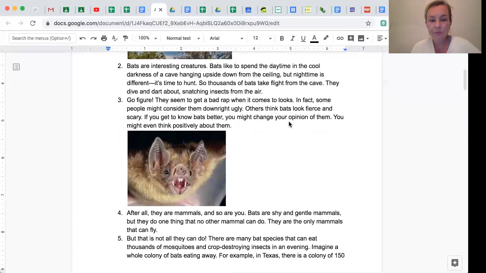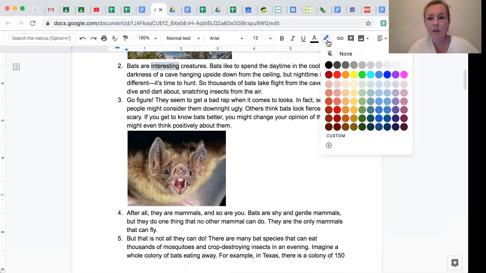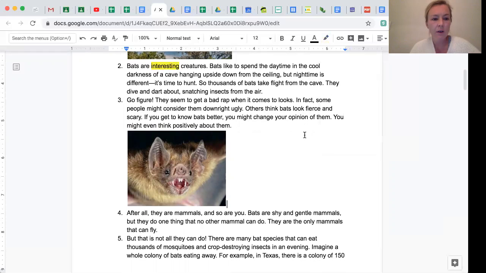Paragraph 2. Bats are interesting creatures. Saying something is interesting is giving me the feeling or opinion of the author. Interesting creature. That's up to them, right? They're trying to share their value. They think they're interesting. Bats like to spend the daytime in the cool darkness of a cave, hanging upside down from the ceiling, but nighttime is different. It's time to hunt. So thousands of bats take flight from the cave. They dive and dart about, snatching insects from the air.